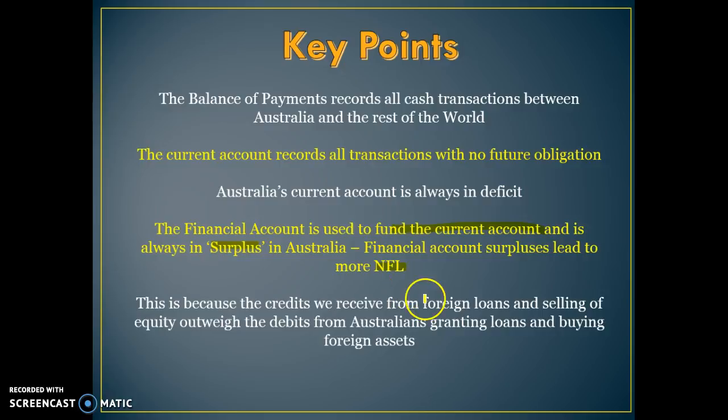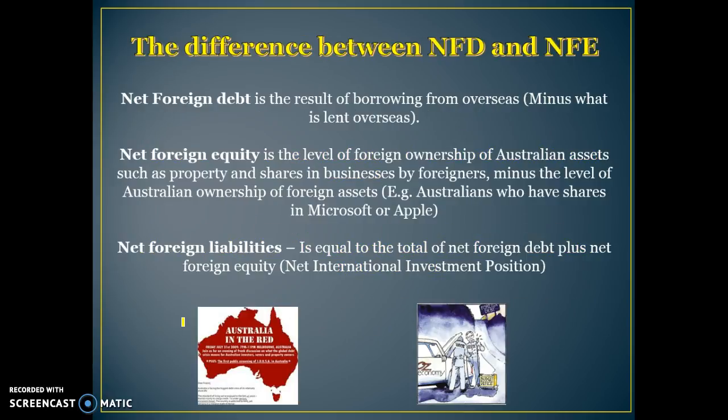So because the credits we receive from foreign loans and selling off equity outweigh the debits, it continues to increase our net foreign liabilities. Two key terms: whenever you hear the word net foreign debt, remember it's different to gross foreign debt. It's the result of Australia's total borrowing from overseas minus what we've lent to overseas. So it's not just the total amount of our foreign borrowing, you also have to deduct what we've lent to overseas countries.